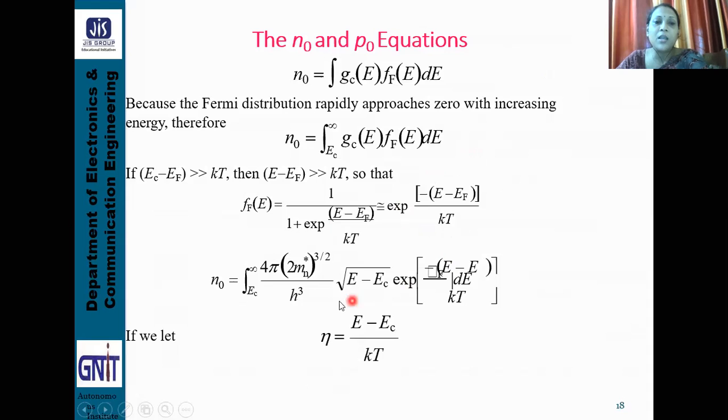This has been considered here in this equation. Now n0 we can write, and this formula is nothing but the formula of density of states. We have got the Fermi distribution function, which can be approximated in this way. Now this is (E − EC)/kT, or minus (E − EF)/kT, whatever. We denote this as eta, and this is a constant, and this constant is called the ideality factor.